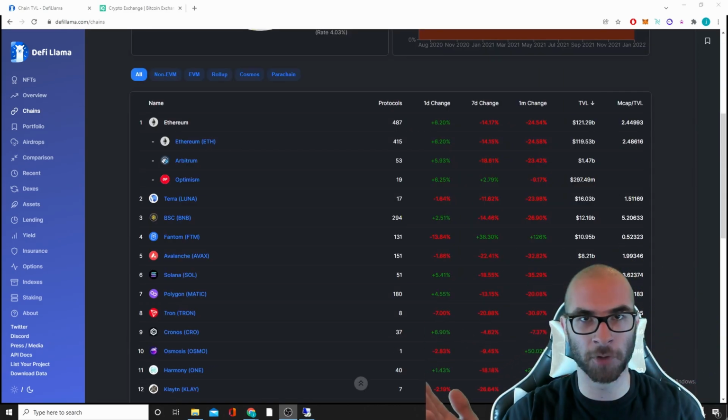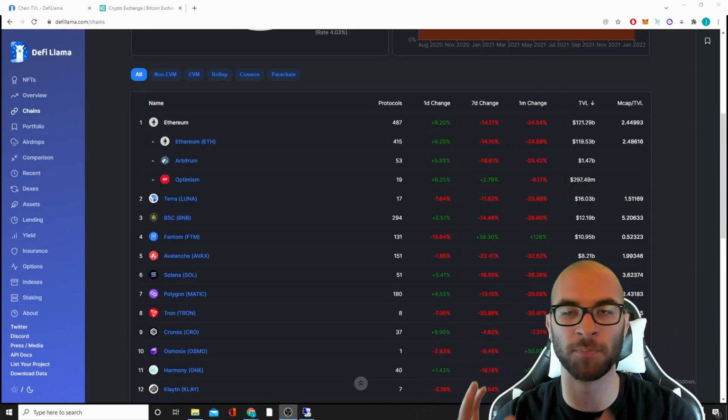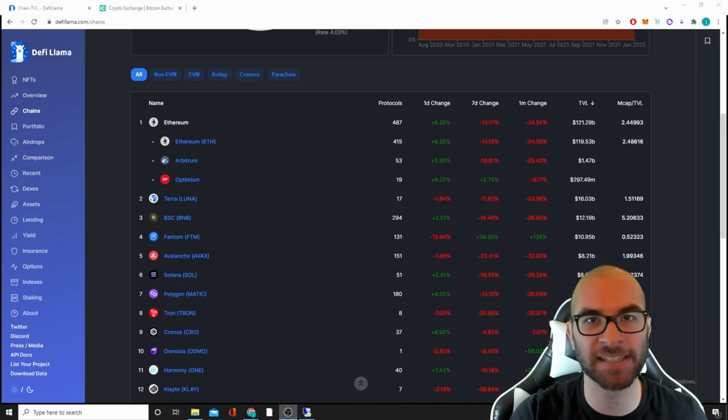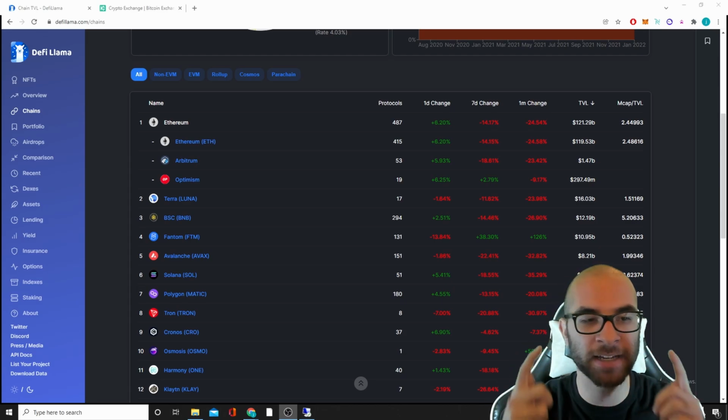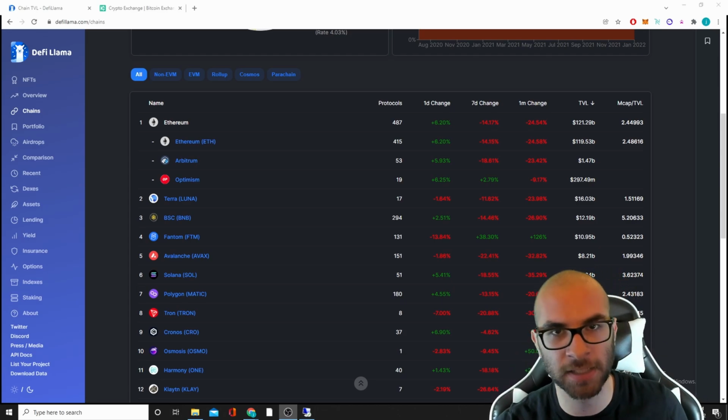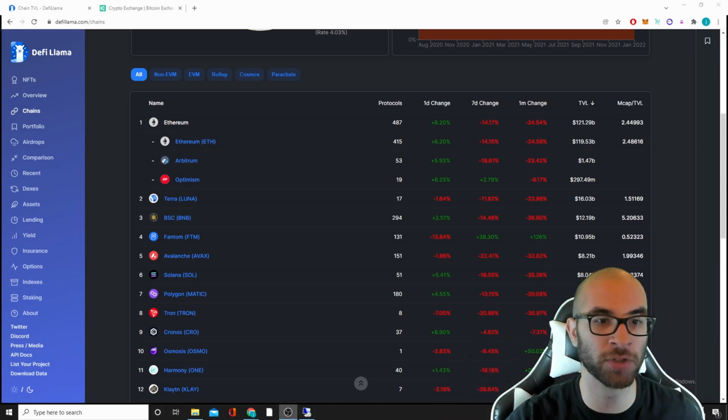So how do I dissect this information? What does this mean? Because we can obviously see a lot of money has been moving into Fantom and Fantom DeFi. But has that necessarily been correlating with price? And that's the question I ask myself when using this tool.